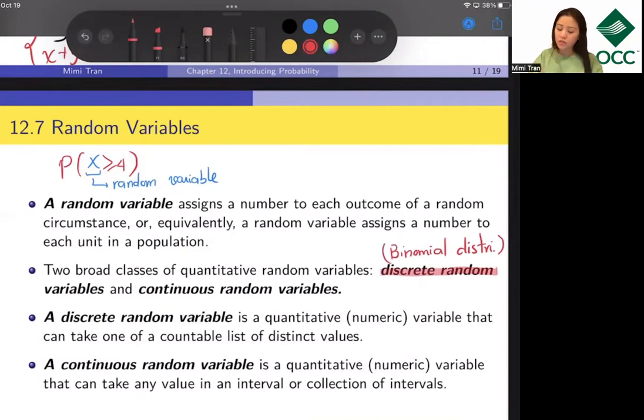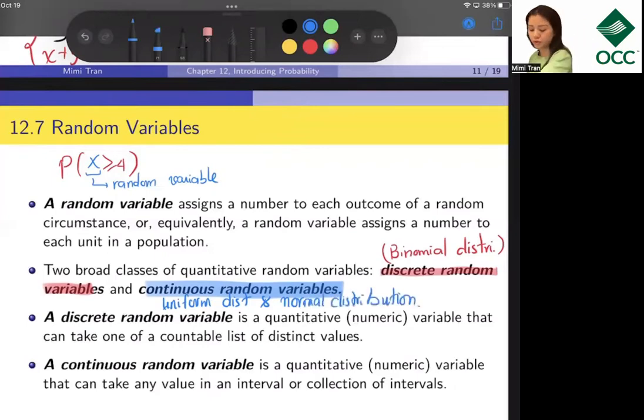And then for continuous random variables, the two distributions that we're gonna dive into today, or maybe in the future, are the uniform distribution, uniform, that's U, and the normal distribution.